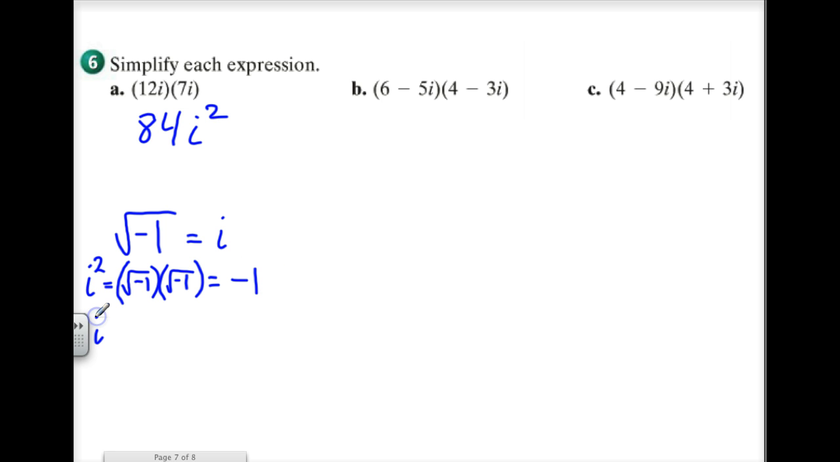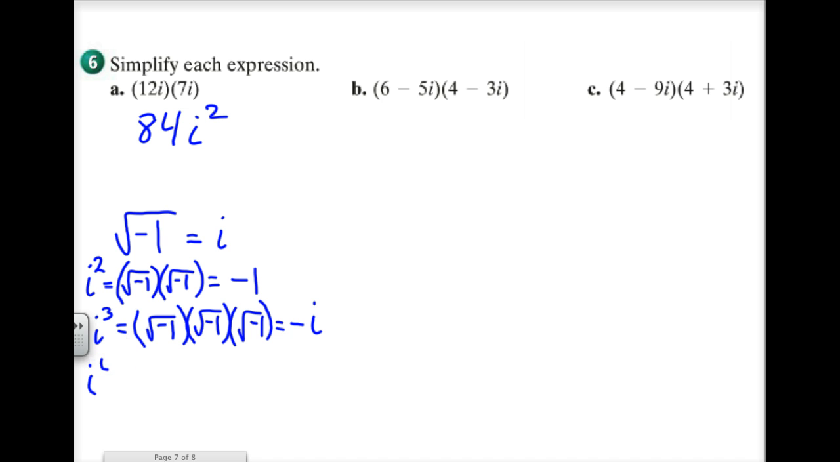If I looked at i cubed, that would mean the square root of -1 times the square root of -1 times the square root of -1, which would give you i. Again, you would end up with the first two terms giving you -1, and -1 times the square root of -1. The square root of -1 is i, and so it's -i.